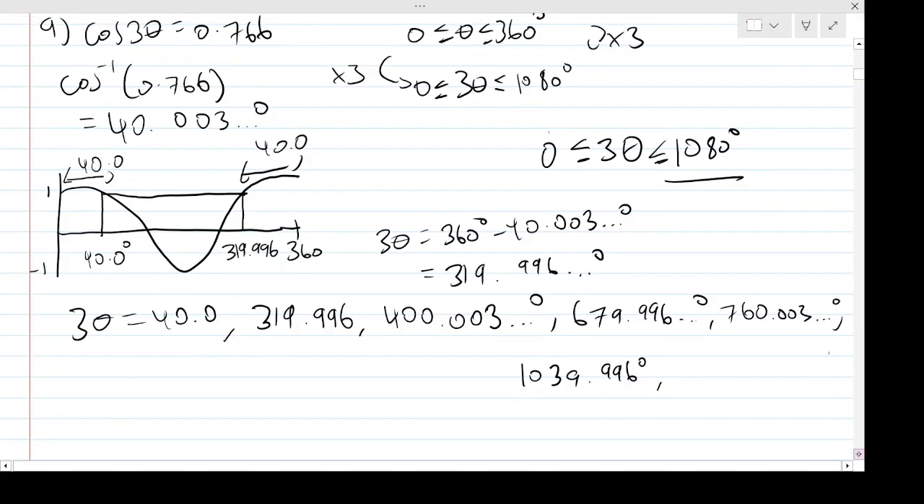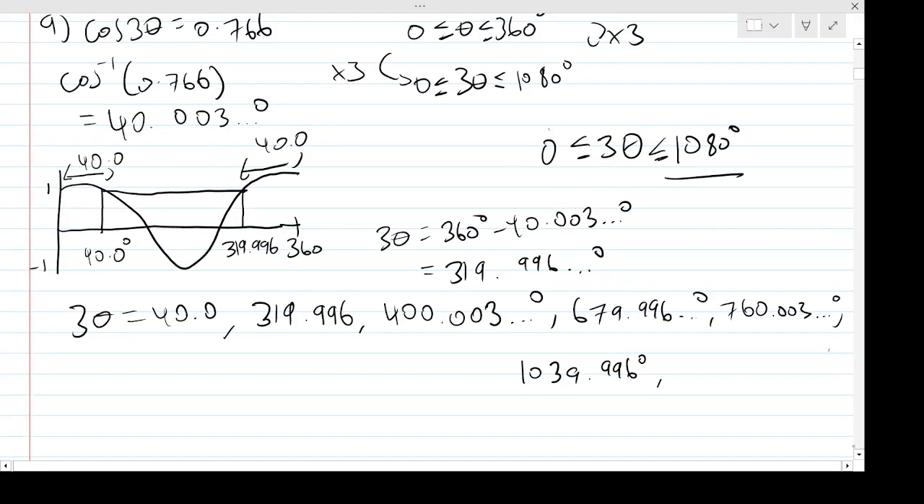Right. So those are all the values between 0 and 1,080. But this is 3 theta then. Well, to get theta, wouldn't you just divide it by 3? So then we just get theta. Well, then we just need to divide all the numbers by 3. Okay, so it's a bit lengthy again. There's a lot of numbers, but we divide everything by 3.